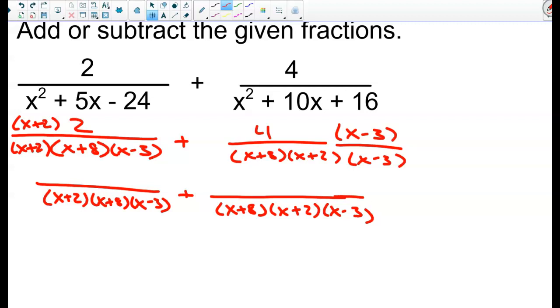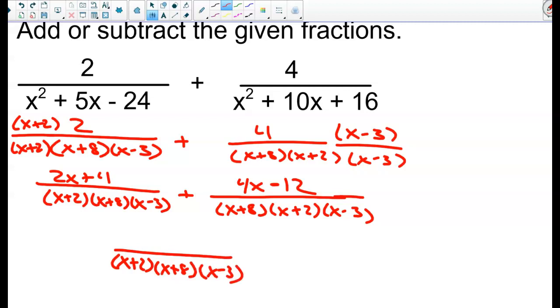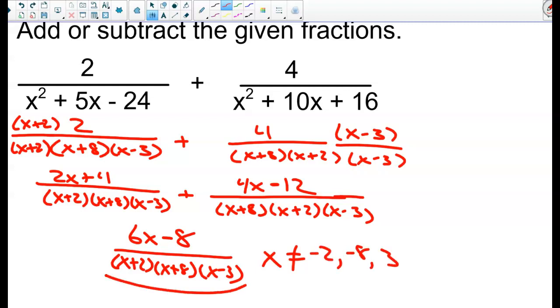Okay, and up top I'm multiplying. 2x plus 4, 4x minus 12. When you add, you keep your denominator. The order don't get too concerned about as long as all three terms are there. 2x and 4x is 6x. 4 and -12 is -8. You pull a 2 out, you're left with 3x minus 4. And now we have x cannot equal -2, -8, and 3. And these are our answers.